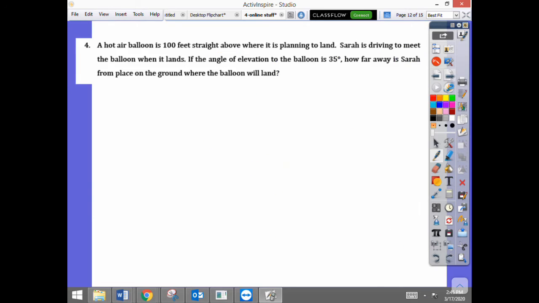Okay, let's do one more, and then I'm going to let you guys practice some of this. If you can see on Canvas, there's practicing some trig applications there. Number 4, the hot air balloon is 100 feet straight above where it is planning to land. Sarah is driving to meet the balloon when it lands. If the angle of elevation to the balloon is 35 degrees, how far away is Sarah from the place on the ground where the balloon will land?